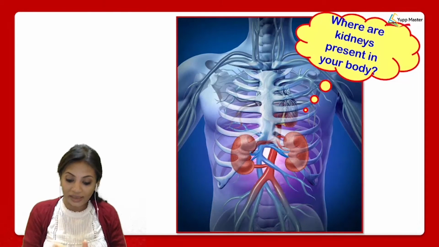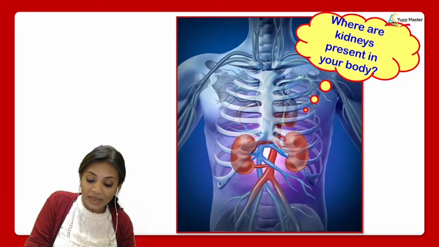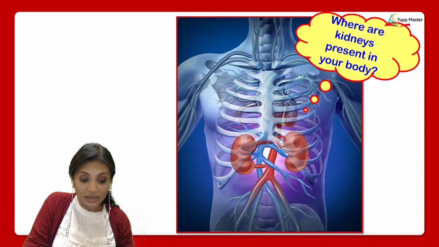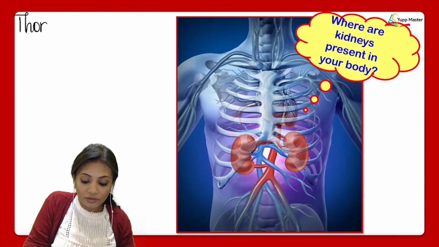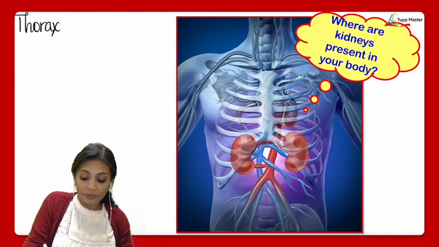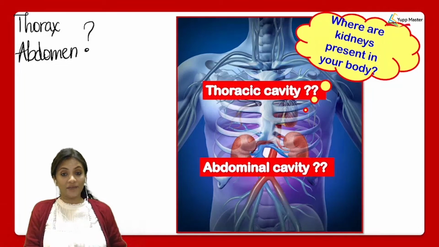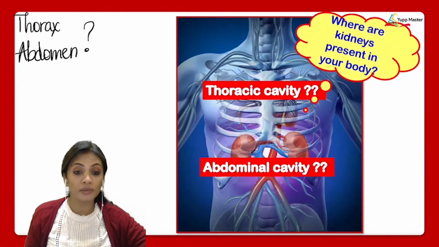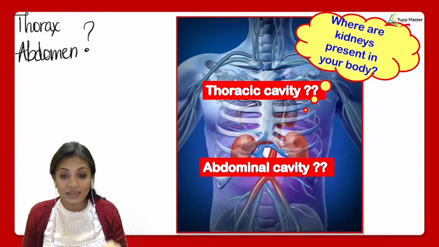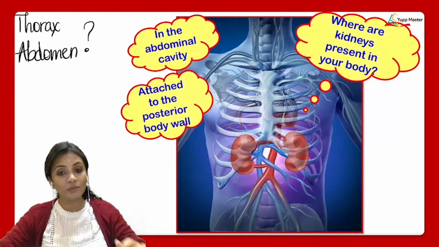So now I would like you to tell me, are the kidneys present in the thorax region, or are they present in the abdomen region? Okay, where are they present? In the thoracic cavity, or are they present in the abdominal cavity? The kidneys are seen to be present in the abdominal cavity.